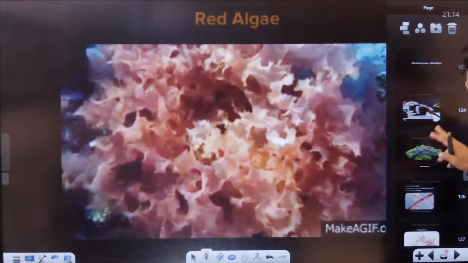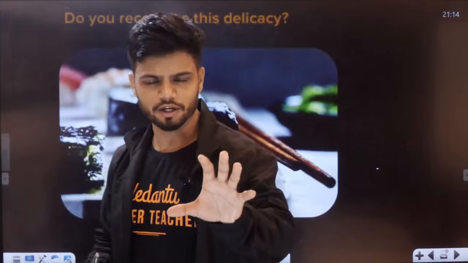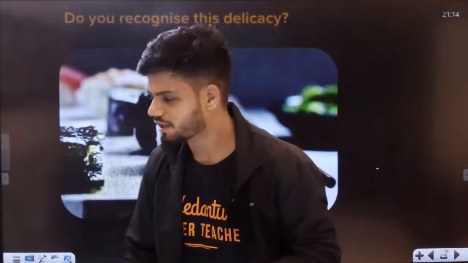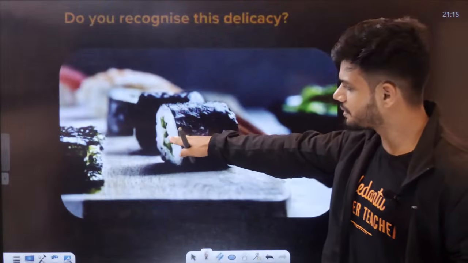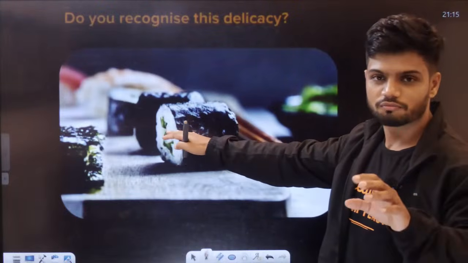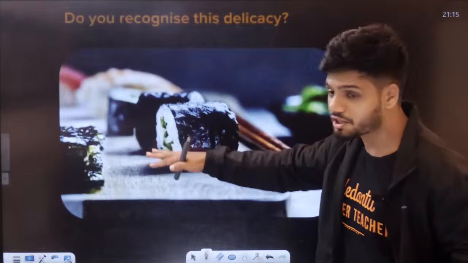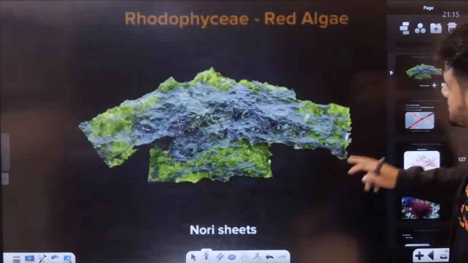Students, red algae is used as food also. If you have eaten sushi in your life, if you are rich, try eating sushi. It's a very expensive food, students. One roll is nothing: one paper and rice they put inside. This one will cost you around 50 rupees, the entire dish 300, 400 rupees. That is basically nori sheets.